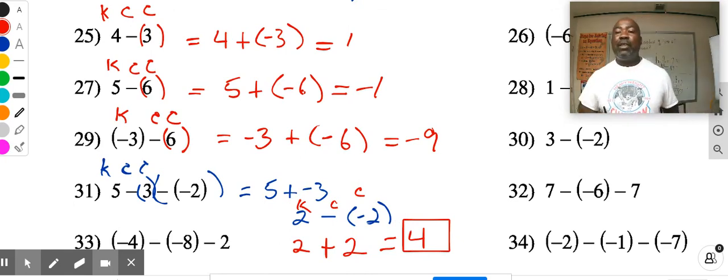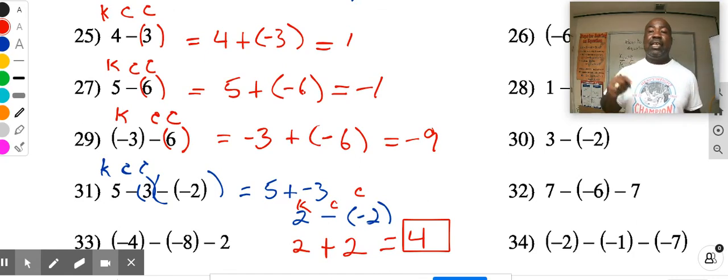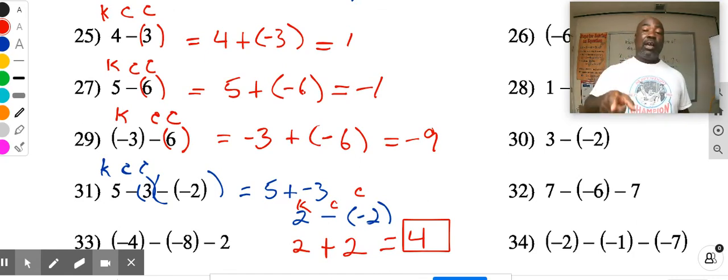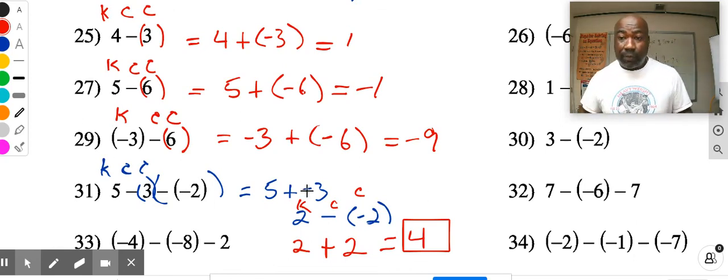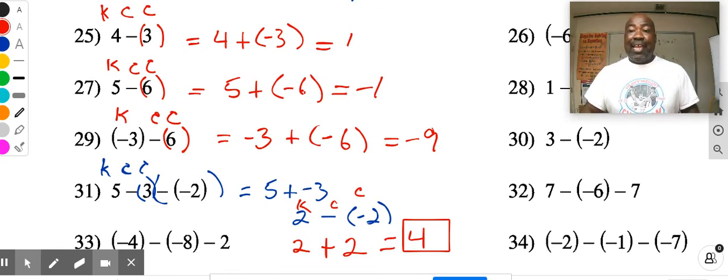The only time you use keep, change, change is when, I heard someone say it, subtraction. And now K stands for keep, C stands for change the operation, and the other C stands for change the sign. I hope this was helpful. Keep, change.